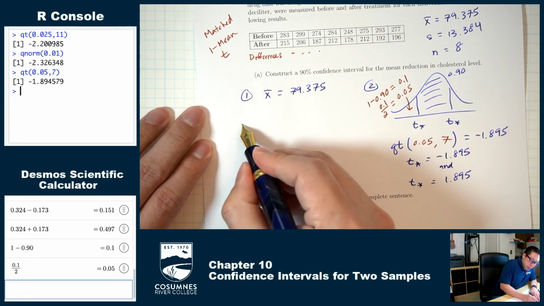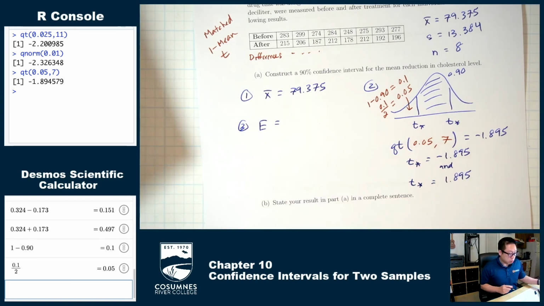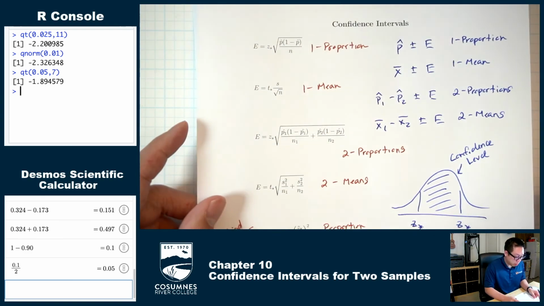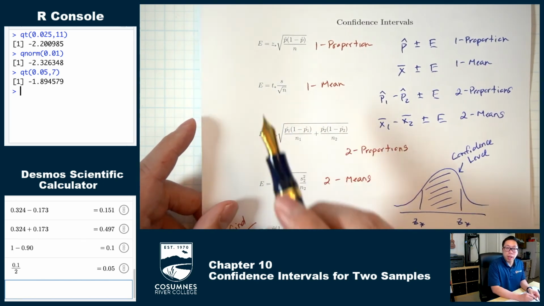Step 3 is to find our margin of error using the correct formula. We're doing one mean. One mean margin of error would be this one. Let me copy that down: T star S over square root n.